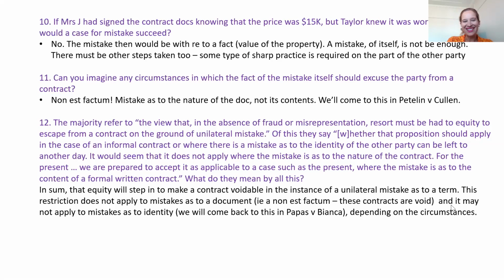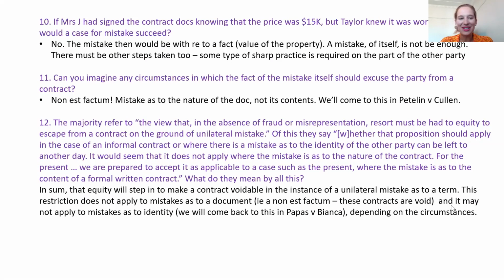Okay, it would seem that it does not apply where the mistake is as to the nature of the contract. So what they're referring to here is cases of non est factum. In that instance, it's not the equitable rule that's relevant, it's the common law rule. So the contract is void, not voidable.